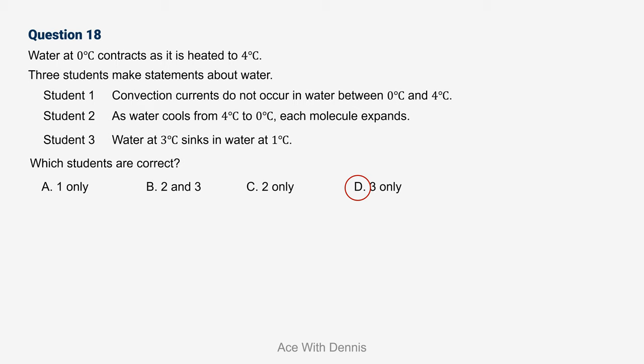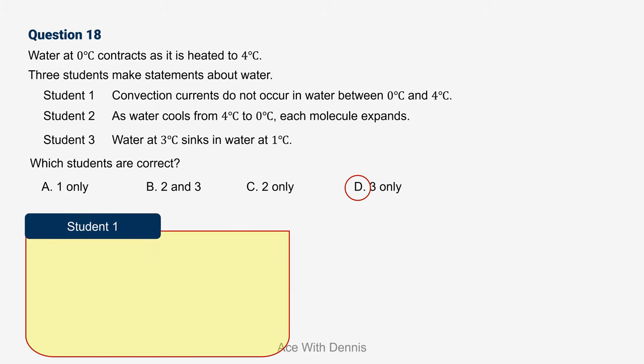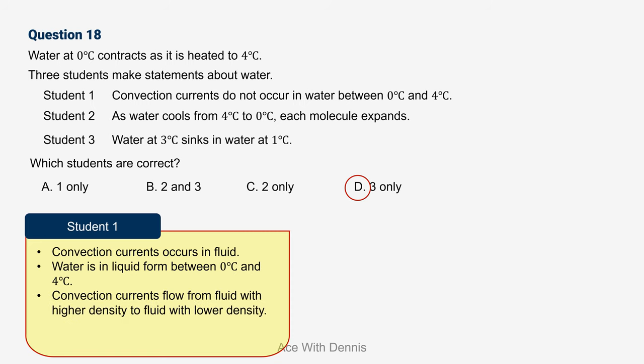3 only. So in other words, student 1 and student 2's statements are wrong. So what's wrong with their statements? Let's study one by one. We look at student 1. The statement is convection currents do not occur in water between 0 degrees Celsius and 4 degrees Celsius. This statement is wrong because convection currents occur in fluids. Water is in liquid form between 0 degrees Celsius and 4 degrees Celsius. So convection currents flow from fluid with higher density to fluid with lower density. Then, as the question says, water at 0 degrees Celsius contracts as it is heated to 4 degrees Celsius. That means the density of water at 4 degrees Celsius is higher than its density at 0 degrees Celsius.